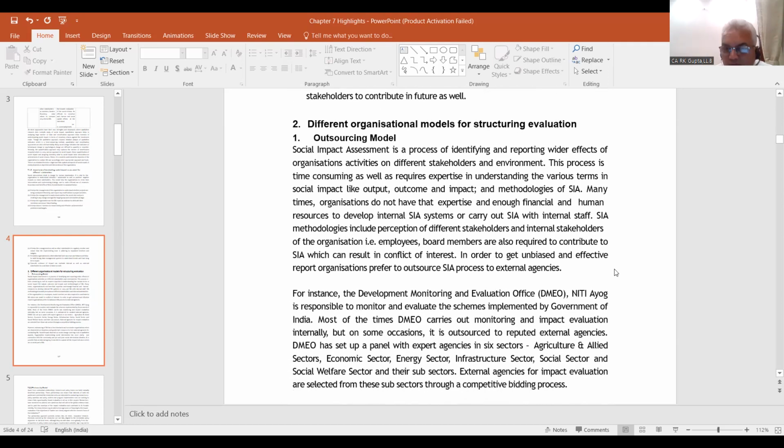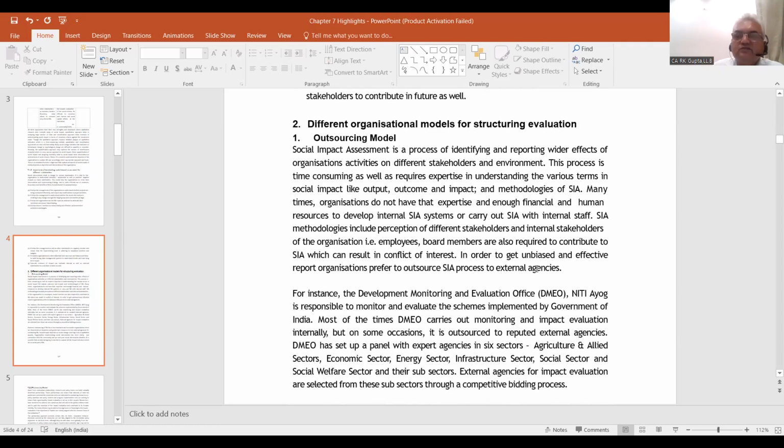of the organization, that is employees. Board members are also required to contribute. So social impact assessment can result in conflict of interest. In order to get an unbiased and effective report, organizations prefer to outsource this social impact assessment process to external agencies. So this process of social impact assessment is normally outsourced to external agencies.